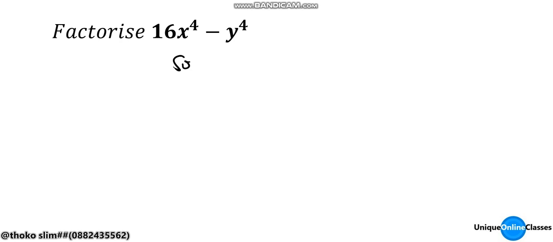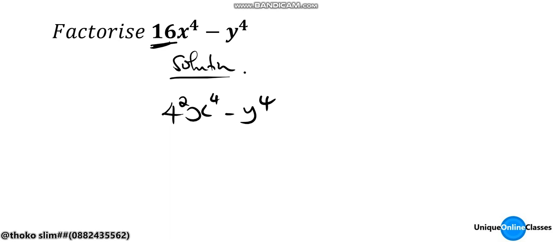Let's now move on to another question. Now we go to factorize 16x raised to the power 4 minus y raised to the power 4. So the solution: we break 16 as 4 raised to the power 2, then x power 4 minus y power 4. Now the next thing we need to do is make it power 2. There is 4 power 2, then x power 2, then squared, then minus y power 2, then have a square there.